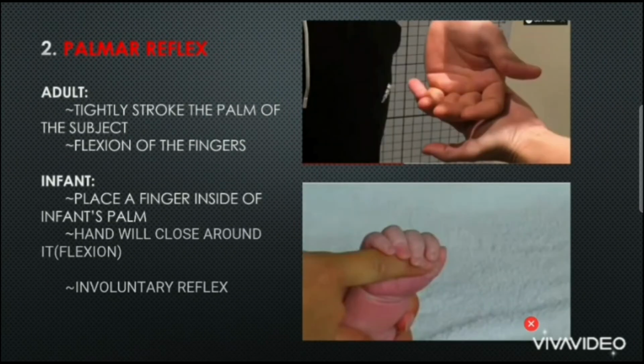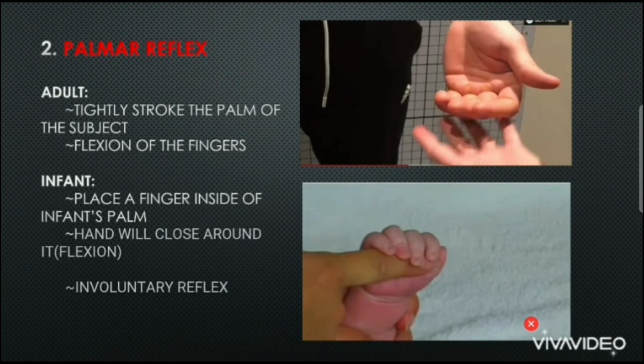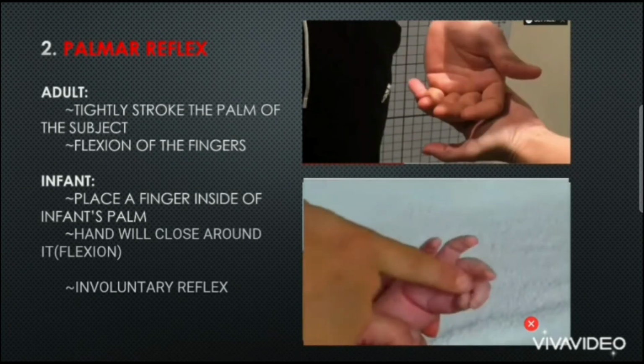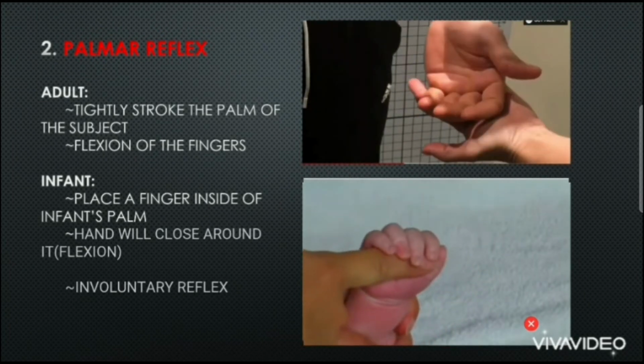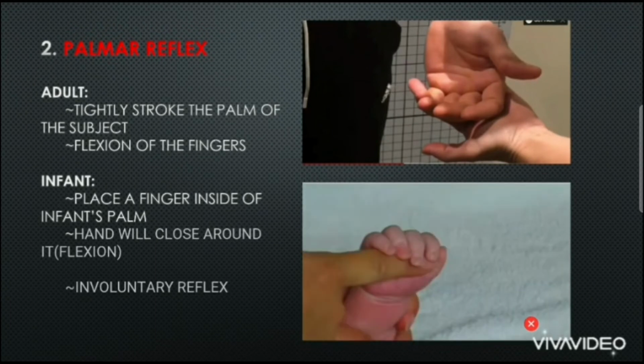Second is palmar reflex. For an adult, lightly stroke the palm of the subject and this results in flexion of the fingers. While in an infant, place a finger inside the infant's palm and as a result, the hand will close around it, or what we call flexion. This is also an involuntary reflex.